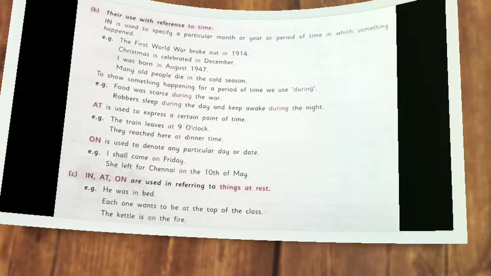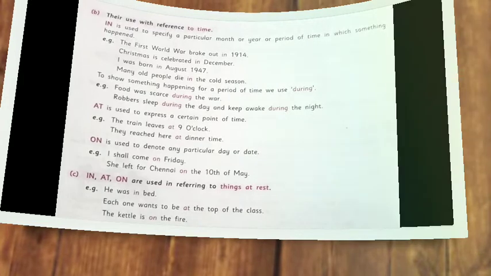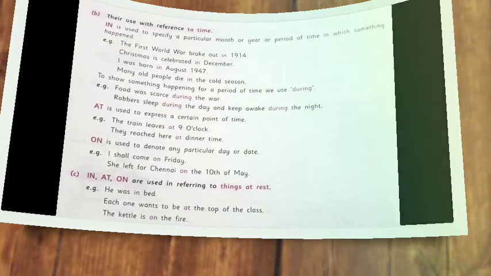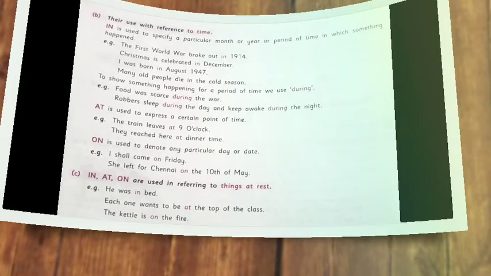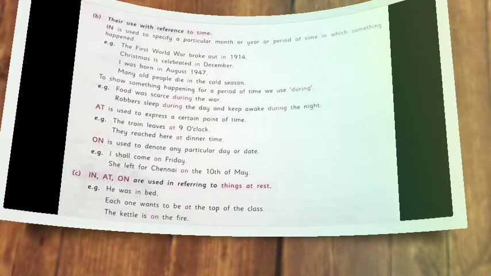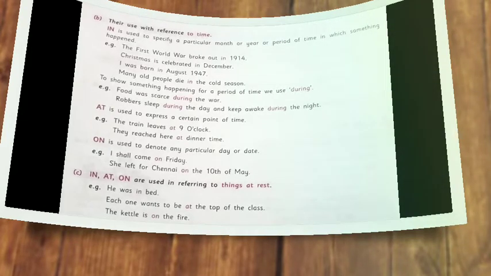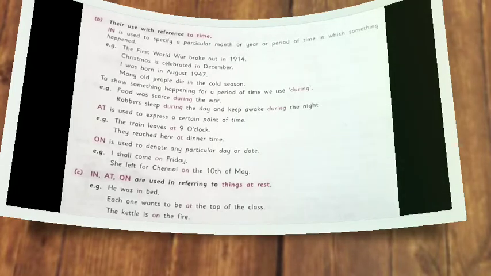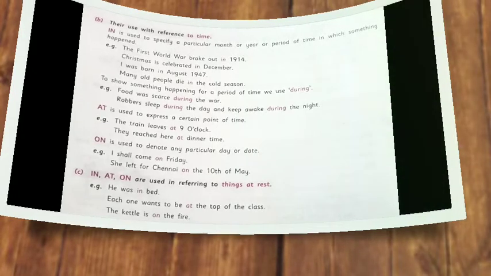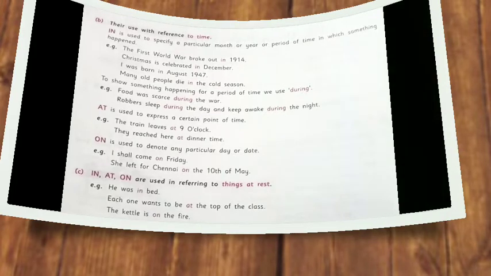At is also used to express a certain point of time. For example, the train leaves at 9 o'clock. On is used to denote any particular day or date. For example, I shall come on Friday.